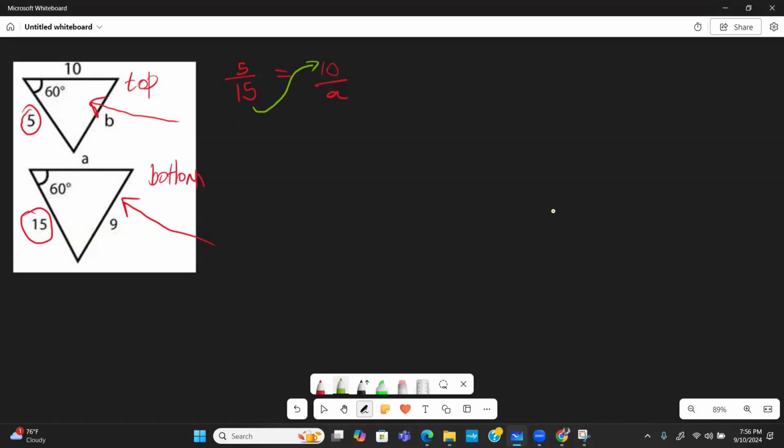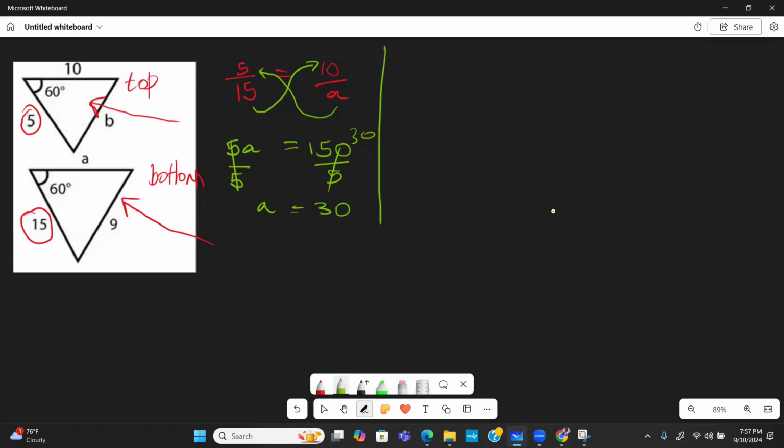15 times 10 is equal to 5 times a. So we are cross multiplying. When you multiply 5 times a, you do get 5a. When you multiply 15 times 10, you will get 150. In search of a, I'm going to have to divide both sides by 5. So a is equal to 30. So here it is, I've found the value for a.